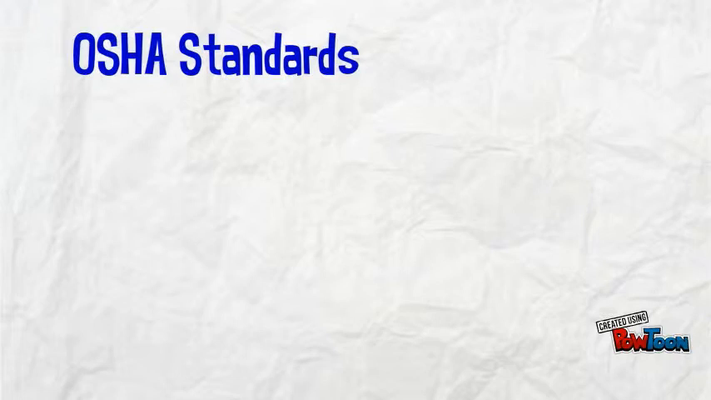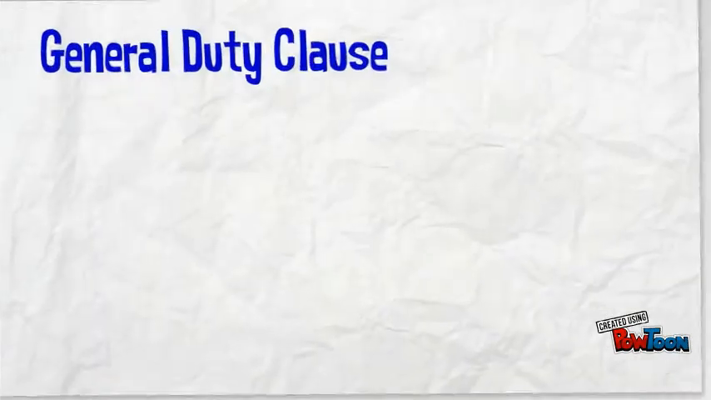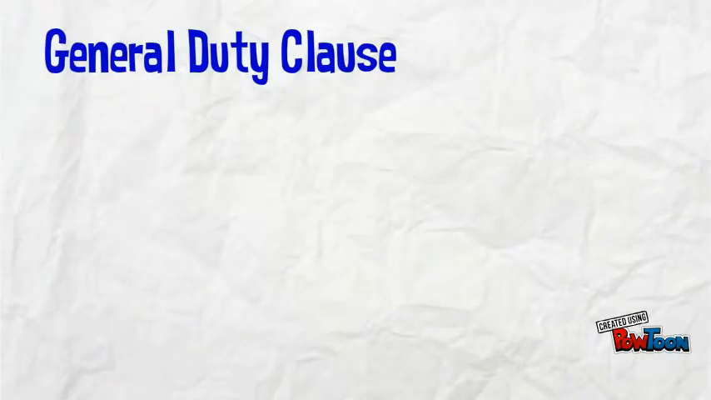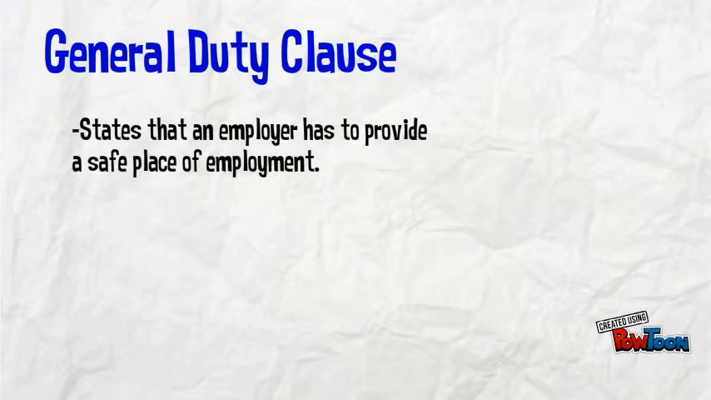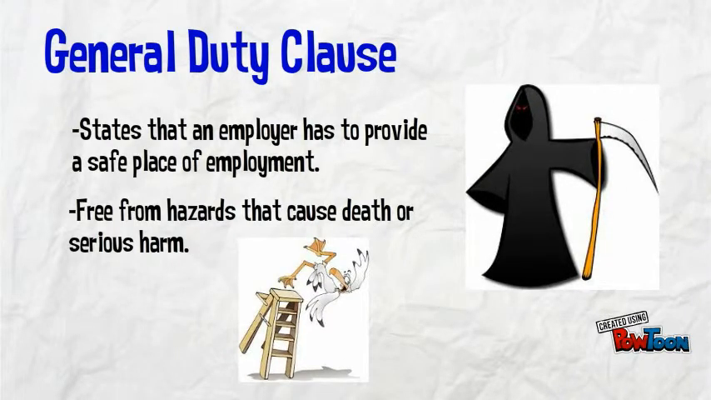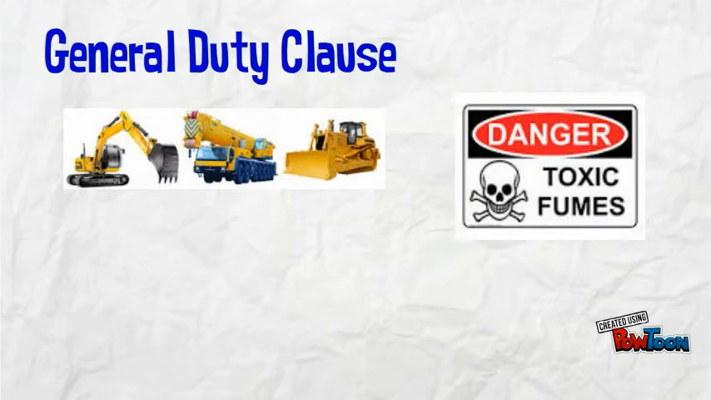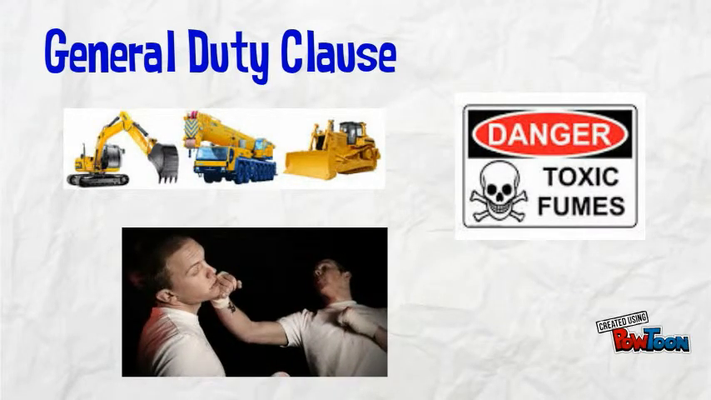Now we'll discuss how this training meets OSHA standards. While OSHA does not have a specific standard on violence in the workplace, employers are still required to keep them safe from any harm. The General Duty Clause of the Occupational Safety and Health Act of 1970 states that employers have to provide their employees a place of employment that is free from recognizable hazards that are causing or likely to cause death or serious harm to employees. This means that an employer is responsible for the employees' safety, whether it's from machinery, toxic fumes, or violence from people. They have to keep employees safe.